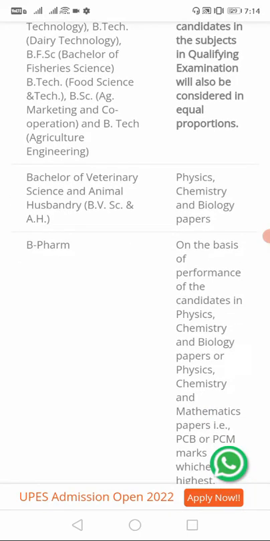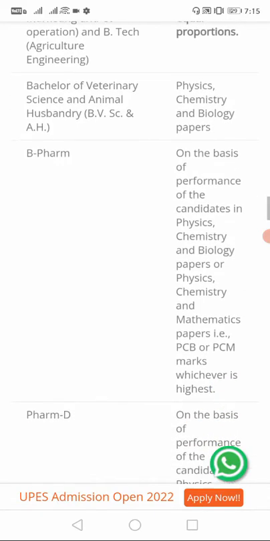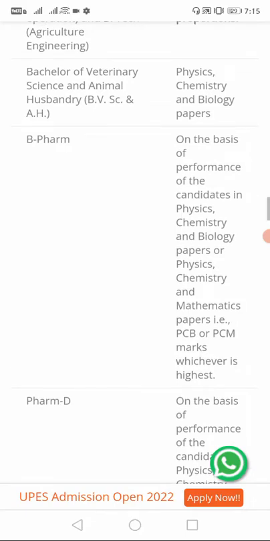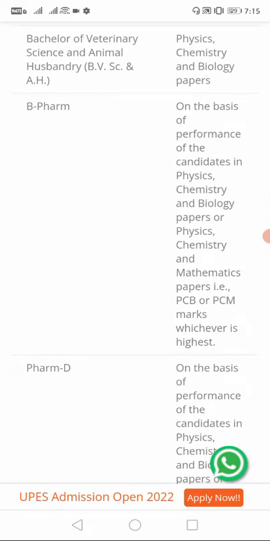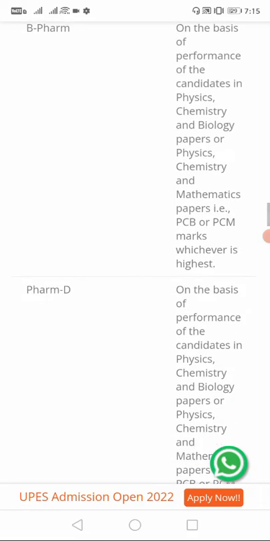Okay, next, Bachelor of Veterinary Science and Animal Husbandry: Physics, Chemistry, Biology. Maths is not needed for veterinary. PCB is sufficient. B Form, on the basis of performance of candidates in PCB papers, B is required, not maths. Okay, PCM papers, that is PCB or PCM marks, whichever is highest. So for B Form, very important, you can write PCMB, but they will consider whether you got PCM highest or PCB highest. That marks they will consider.